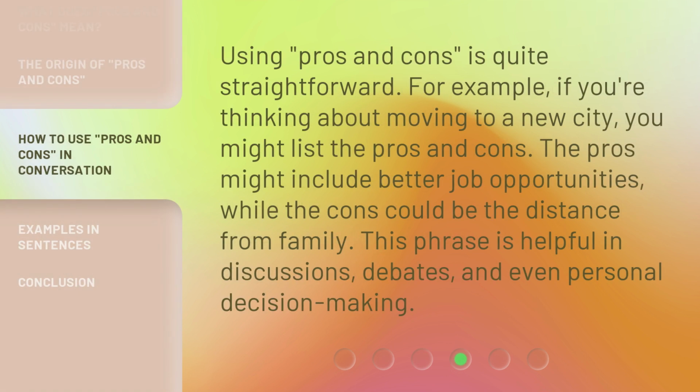Using pros and cons is quite straightforward. For example, if you're thinking about moving to a new city, you might list the pros and cons. The pros might include better job opportunities, while the cons could be the distance from family. This phrase is helpful in discussions, debates, and even personal decision-making.